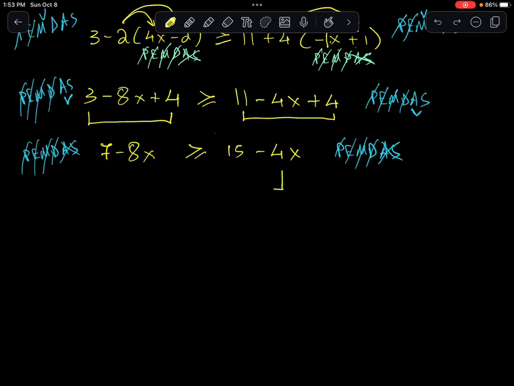So I'm going to bring the negative 4x to the left. How I'm going to do that though? I'll have to use those properties of the inequality, which are the same as the properties of the equality.